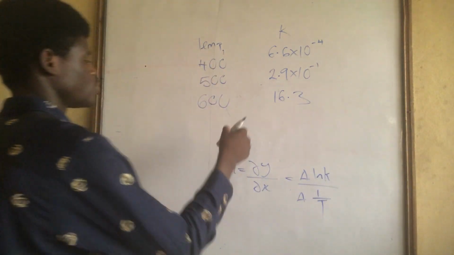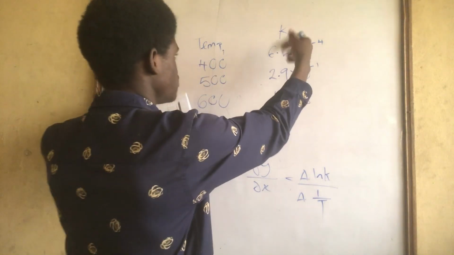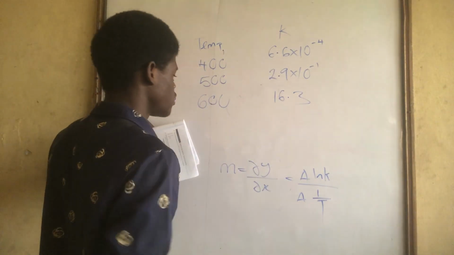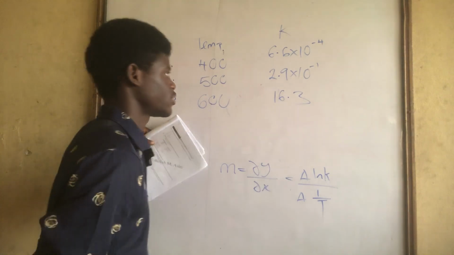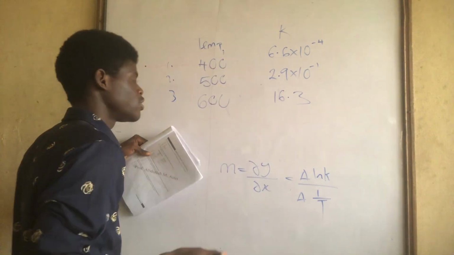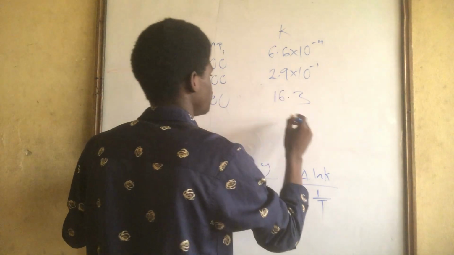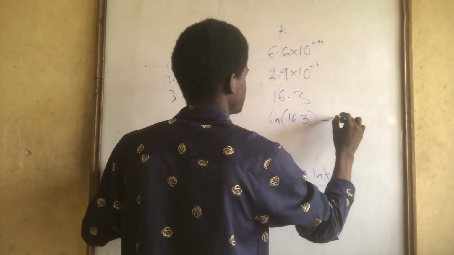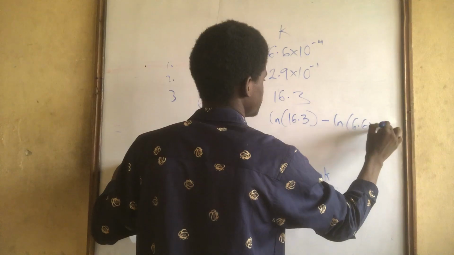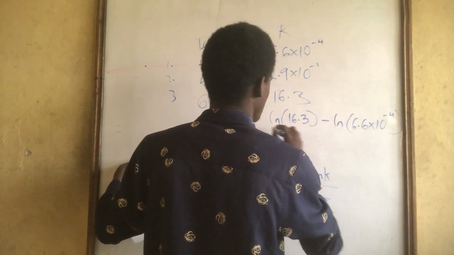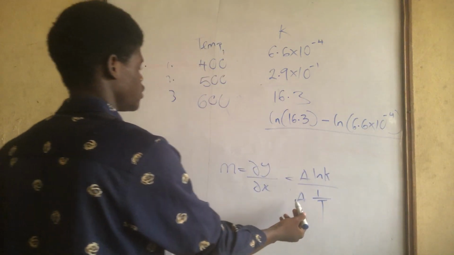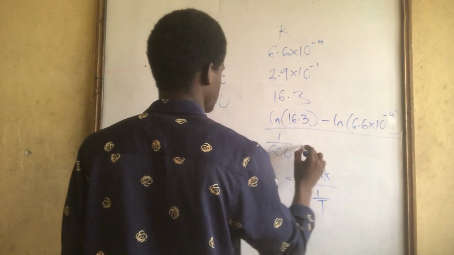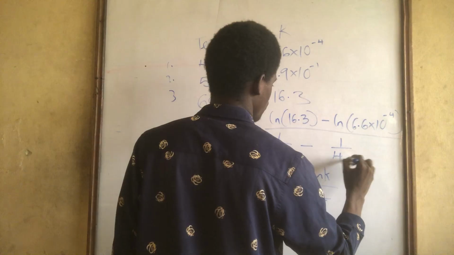You can just take two points of any of this data. This is one, this is two, this is three. So let's take 3 and 1. I like to take from the final information. So change in ln k, that will be ln 16.3 minus ln 6.6 times 10 raised to power minus 4, all over change in the inverse of temperature. That was 1 over 600, the final, 1 over 600 minus 1 over 400.